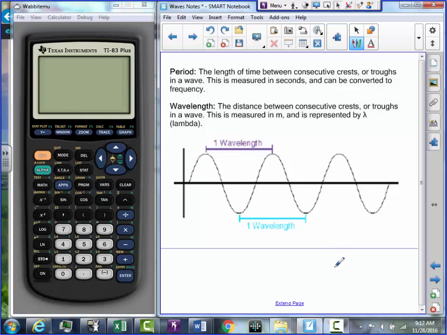Here are the terms I've been using already, just another definition of them. Period and wavelength then is basically how far is it from here to here? How far is it from here to here? That makes sense? So the more frequently it happens, that changes the pitch of something.